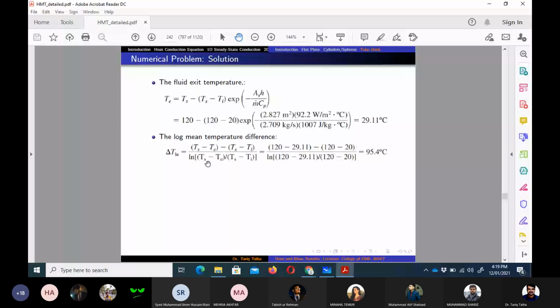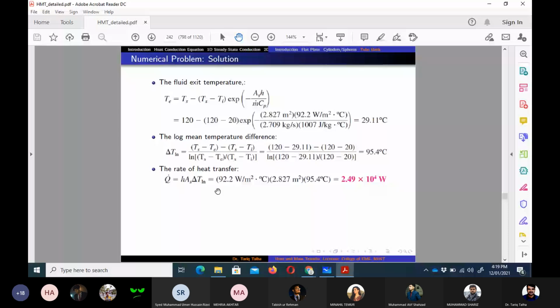That comes out to be 95.4, right? So it comes out to be 95.4. So if we use this for the calculation of q dot, that comes out to be 24.9 kilowatt of heat transfer. So that was part 1, which was determining the heat transfer per unit length.